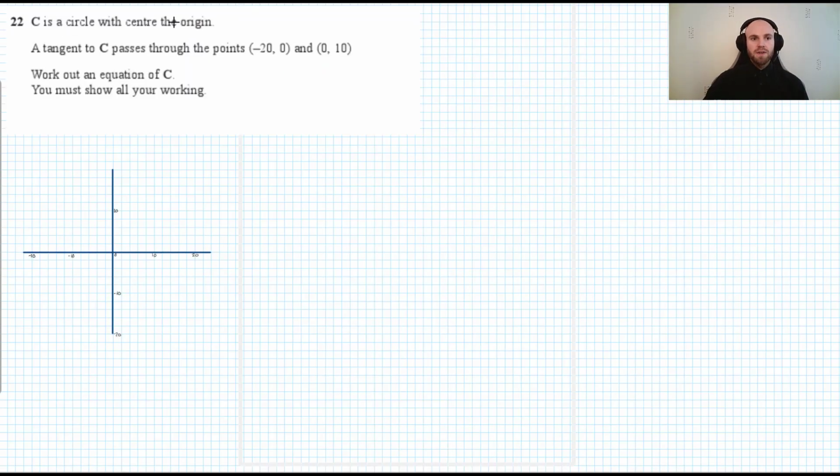Question 22. C is a circle with center at the origin, which is going to be 0, 0. A tangent to C passes through the points minus 20, 0, and 0, 10. Work out an equation of C. You must show all of your working. So we need to find an equation for C, the circle.